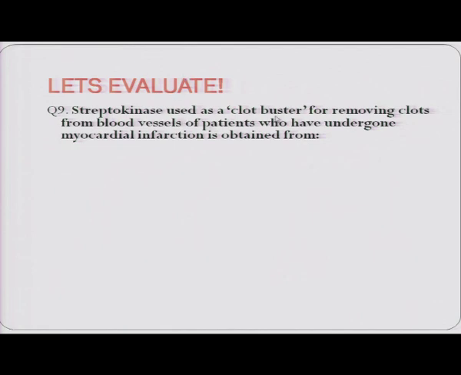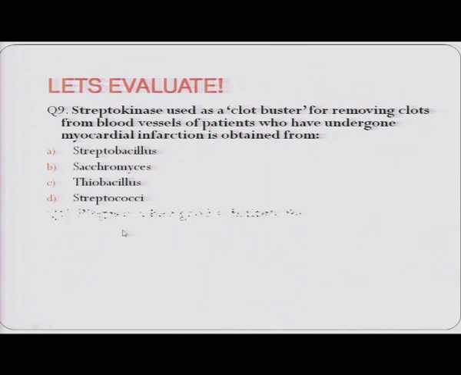Streptokinase, which is used as a clot buster for removing clots from blood vessels of patients who have undergone myocardial infarction or heart attack, is obtained from Streptobacillus, Saccharomyces, Thiobacillus, Streptococci. The correct answer here is Streptococci. The spherical shaped bacteria Streptococci can be used for getting this enzyme streptokinase.